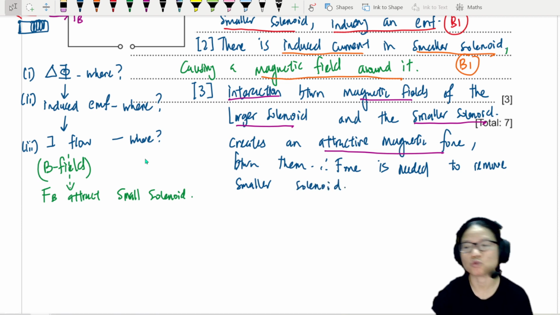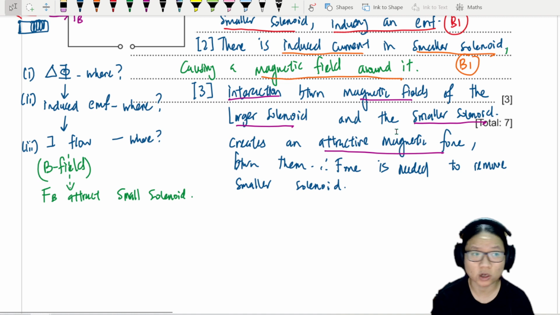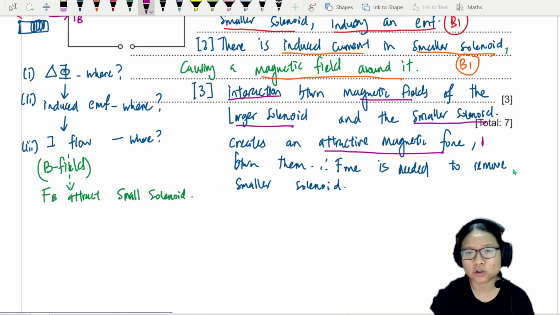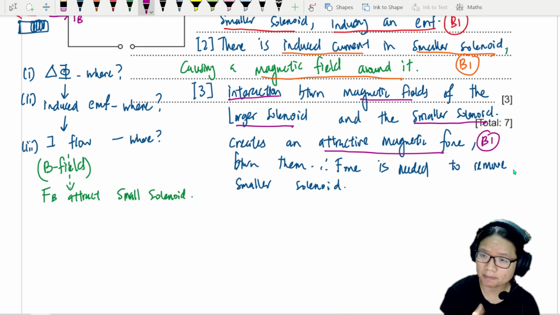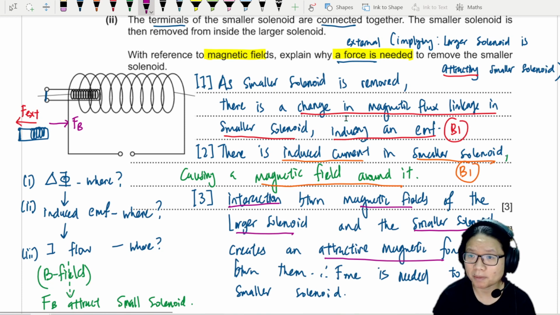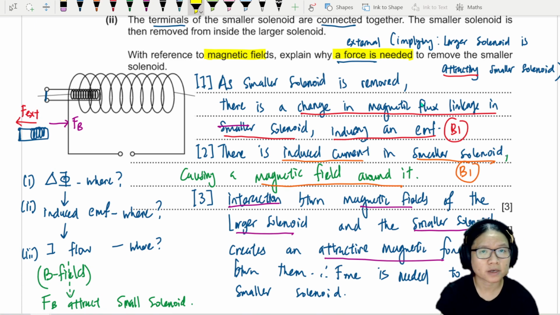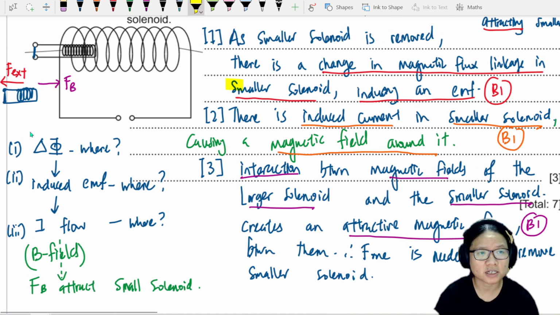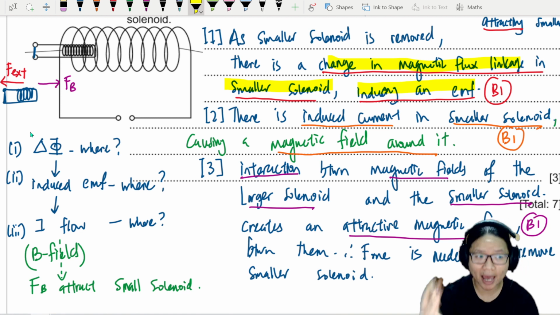The last part is just to round up the question. You don't have to write it if you don't want to. Okay? So in conclusion, when you write an explanation like this, your starting point tends to look the same. Always identify the change in magnetic flux and where it occurs: the changing magnetic flux occurs in the smaller solenoid, and this induces an EMF. So always identify the change in flux. Where does it happen? Induced EMF, where?